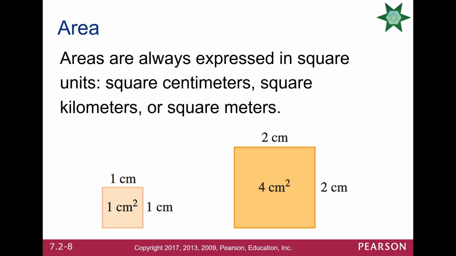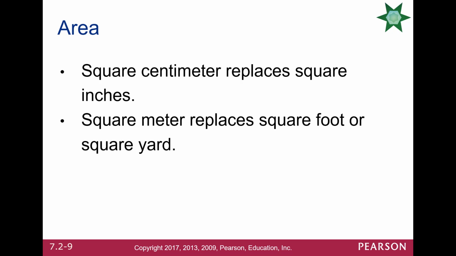When we talk about area, we're talking about square units, square centimeters, square kilometers, square meters. So if you have a square that's 2 centimeters by 2 centimeters, the area would be 4 square centimeters. Pay attention to units. Those are very important.